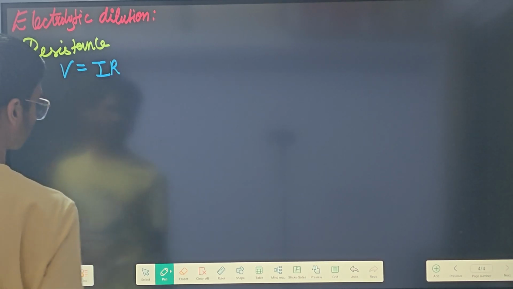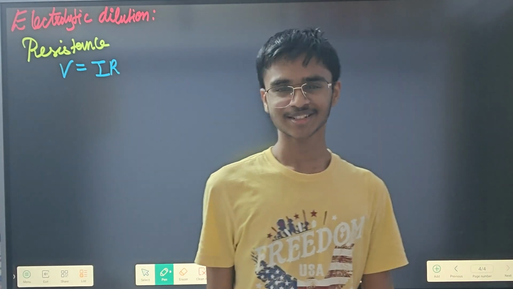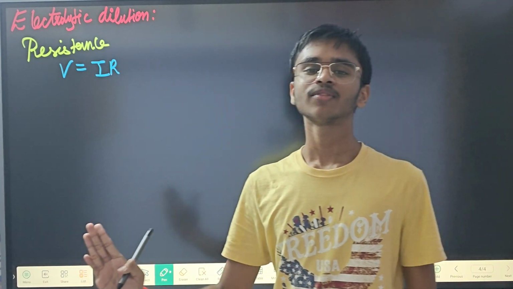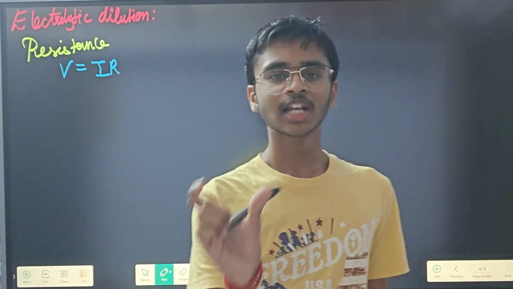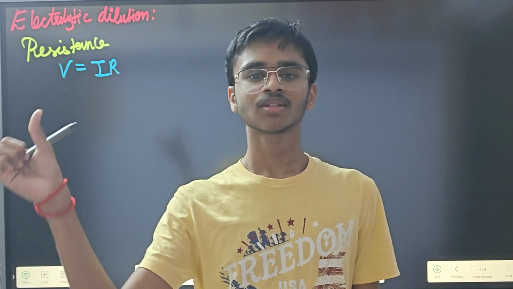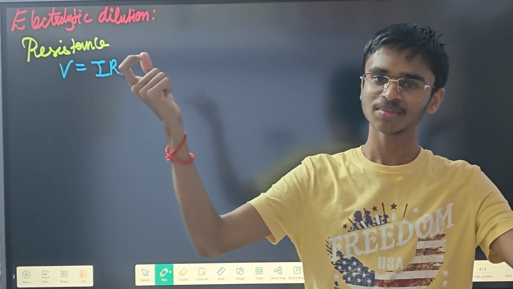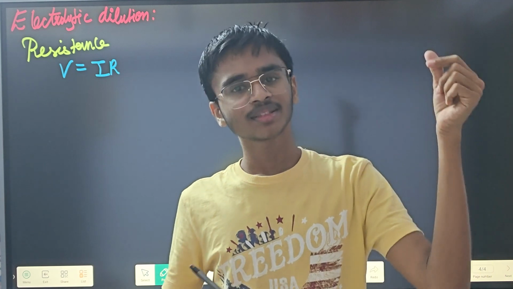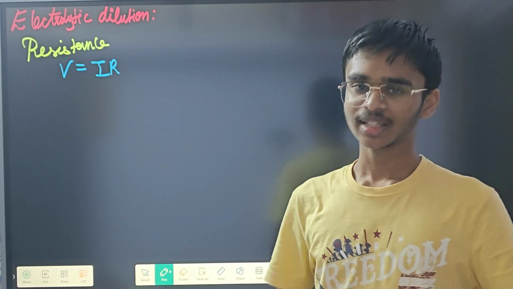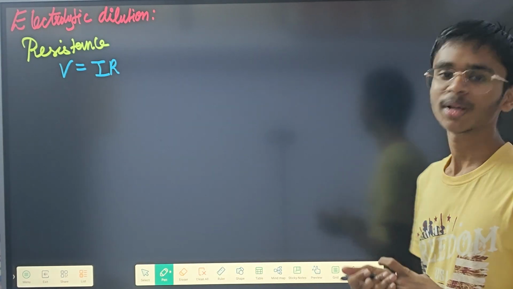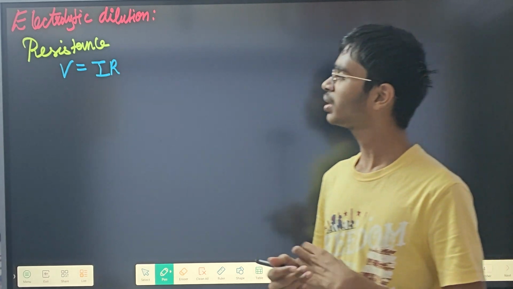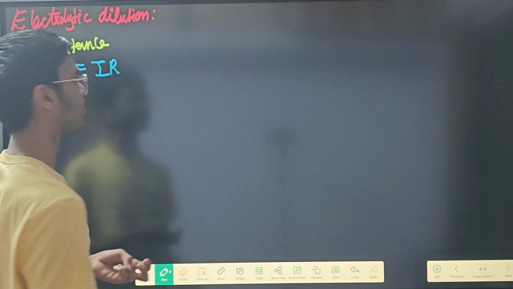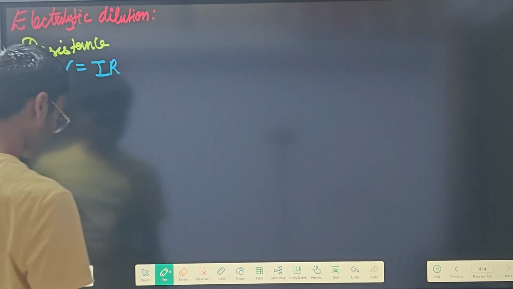If you haven't seen the video on current electricity, there I have uploaded everything in detail, starting from the derivation of the 2 marks of this formula and also till the 3 marks. Every bit I'll explain in a very clear cut way. If you want, I'll give you the link in the description if I remember. So V is equal to IR. You can check it out in that video. I'm not going to explain it in this one.